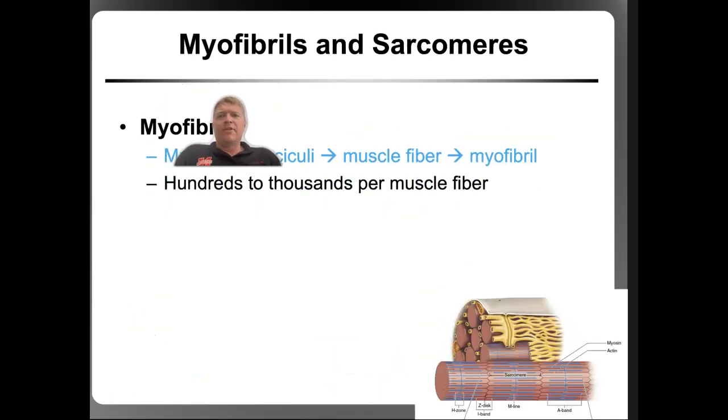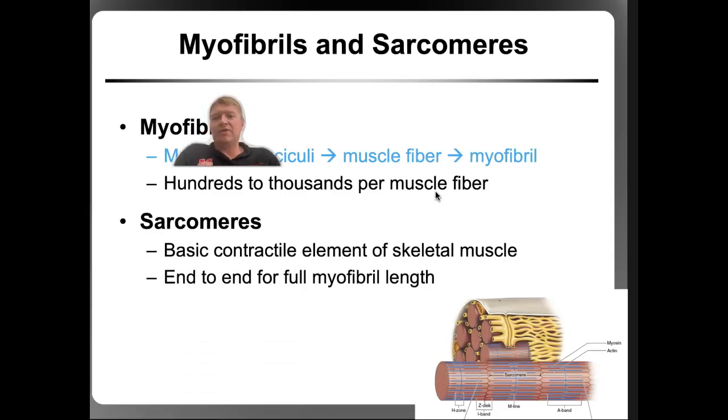So myofibrils and sarcomeres. Going big, you have your full muscle, fascicle, muscle fiber, and then each individual myofibril. We'll have this zoomed in again, and I'll have a bigger version of this in a little bit. There are hundreds of thousands per muscle, and they run the whole length of each muscle.